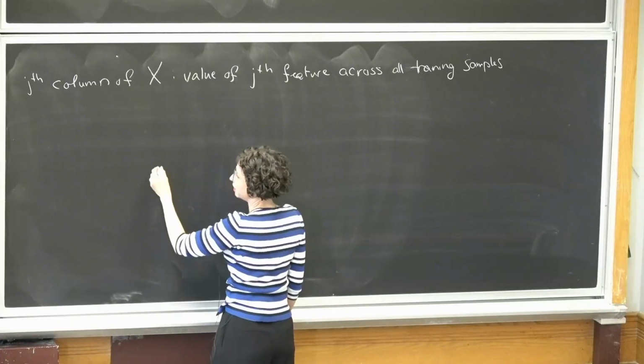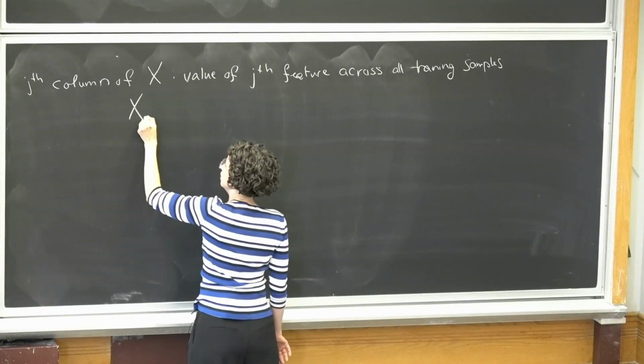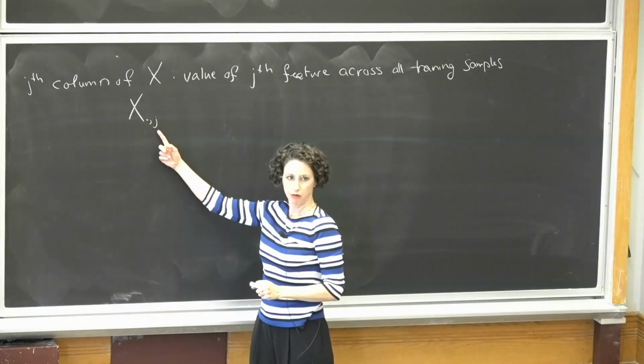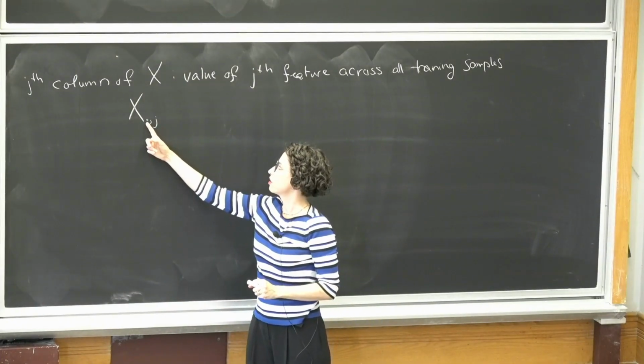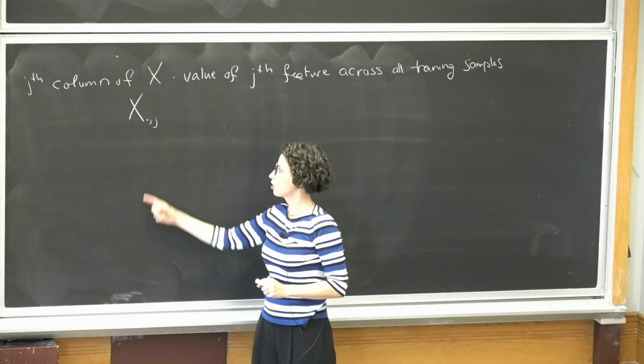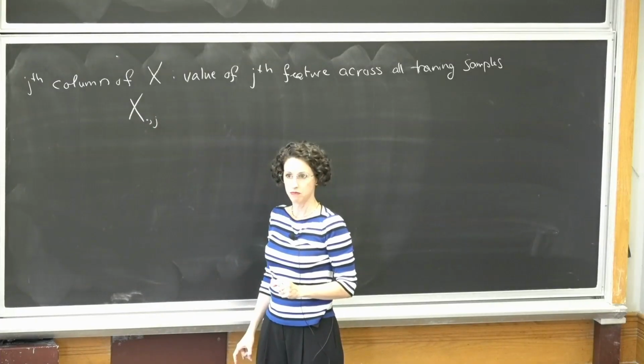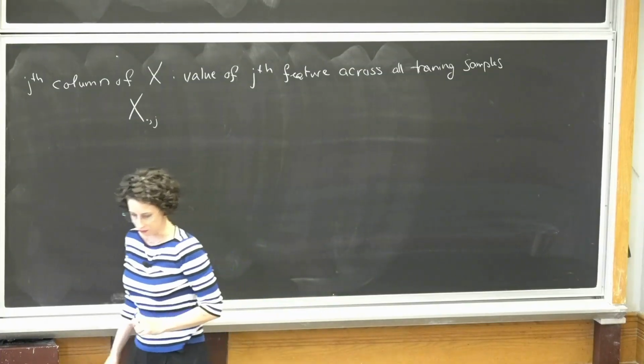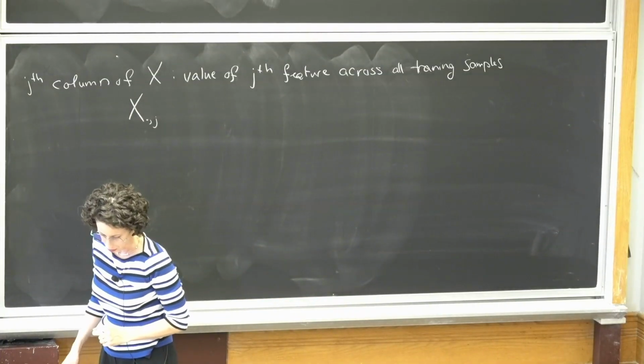And we are going to write it as x dot comma j. So this means we're selecting the jth column, and we're taking all of the entries across all of the rows for that column. And again, this is the notation used by our book, so hopefully that'll get reinforced.